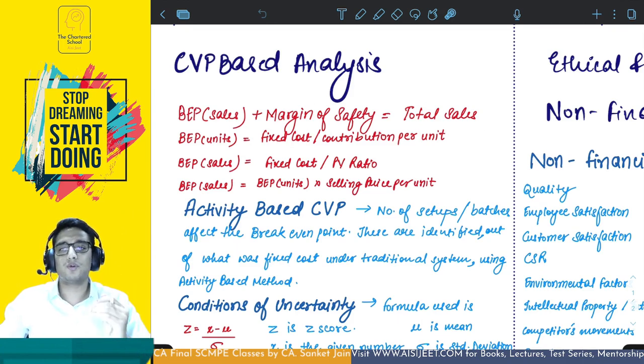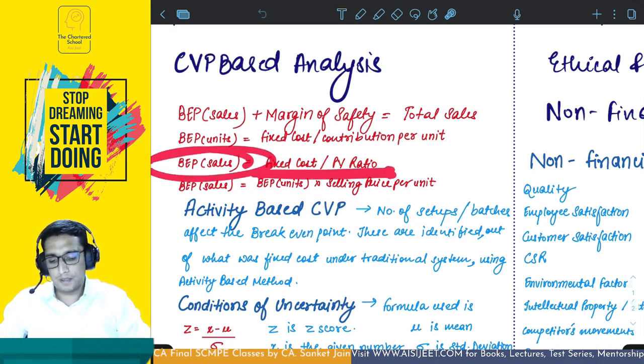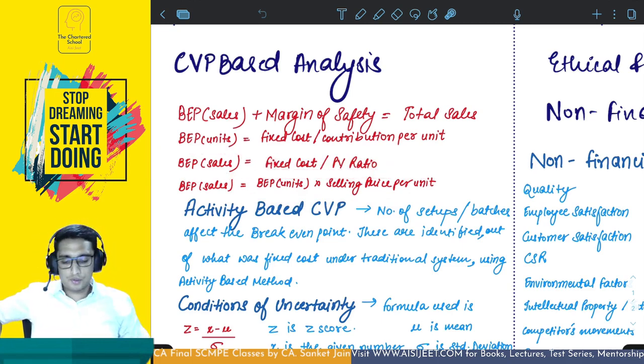Selling price by contribution is 1 upon PV ratio, right? So fixed cost multiplied by 1 upon PV ratio is fixed cost upon PV ratio. You get BEP in sales. These are the formulas, you should remember them.